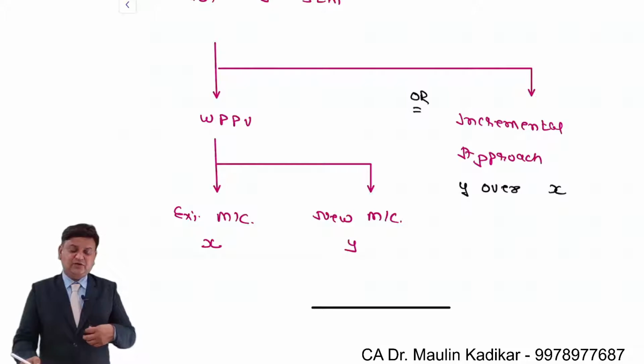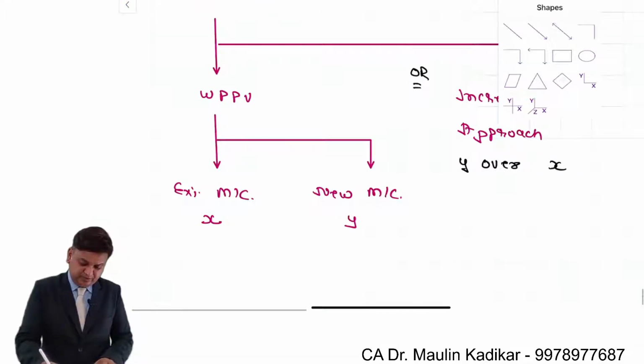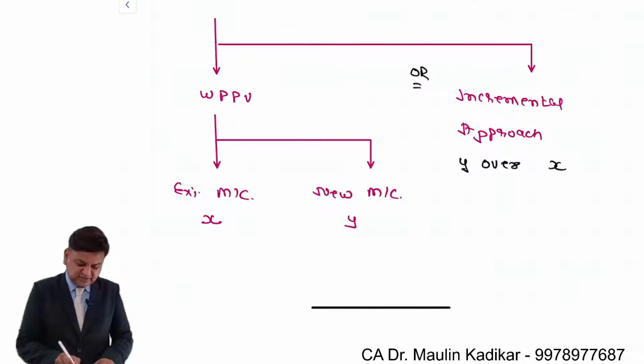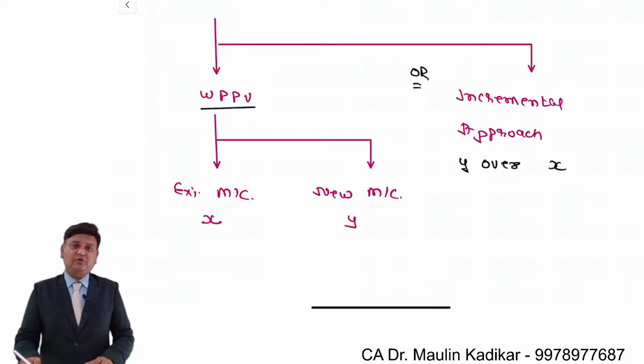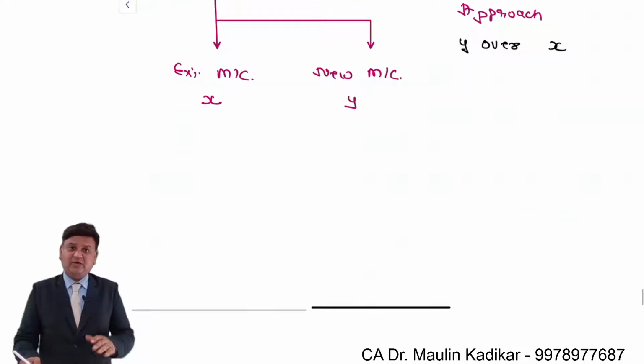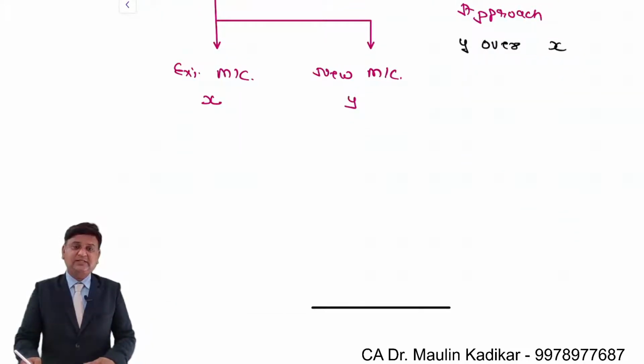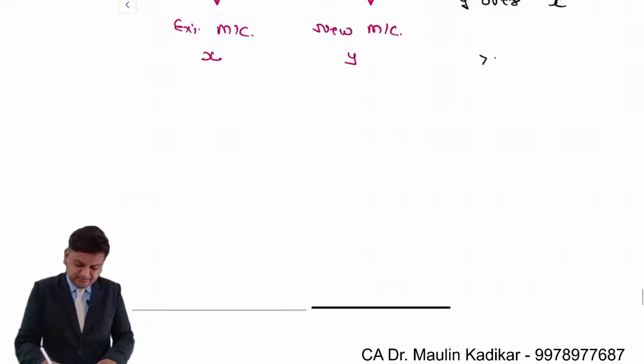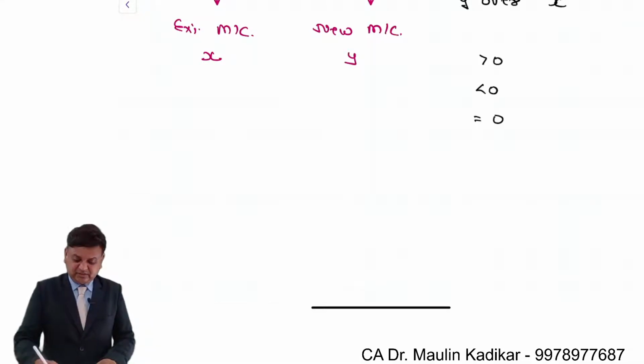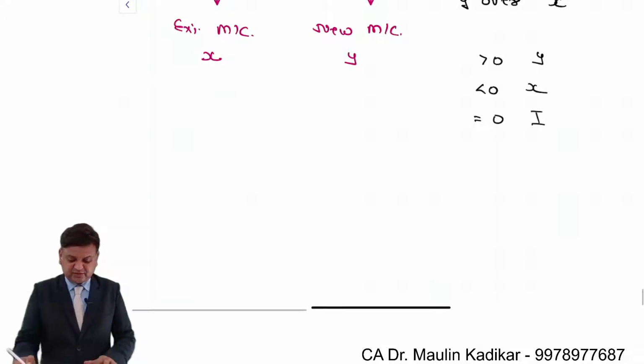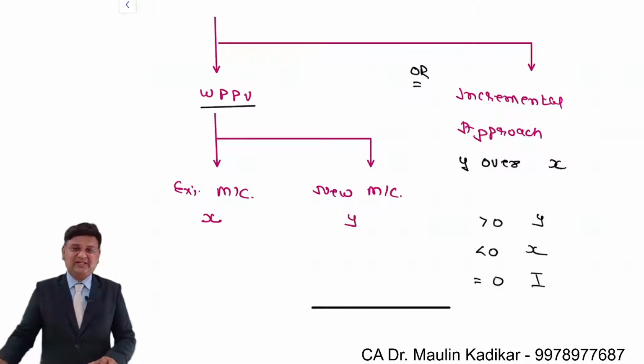If we go with the whole project point of view, then the option which has the higher positive NPV will be selected. If we go for the incremental approach, Y over X, then the NPV may be positive, may be negative, may be 0. If it is positive, we would select Y. If it is negative, we'll select X. If it is zero, then the answer is indifferent. This is the way we can take the decision.